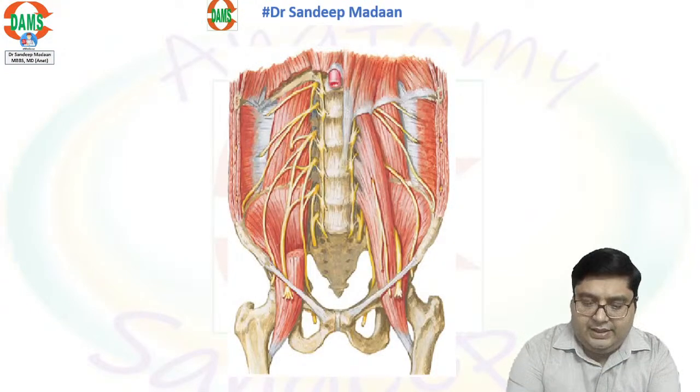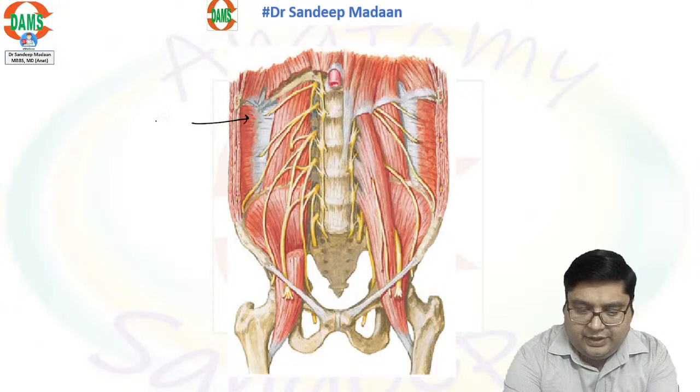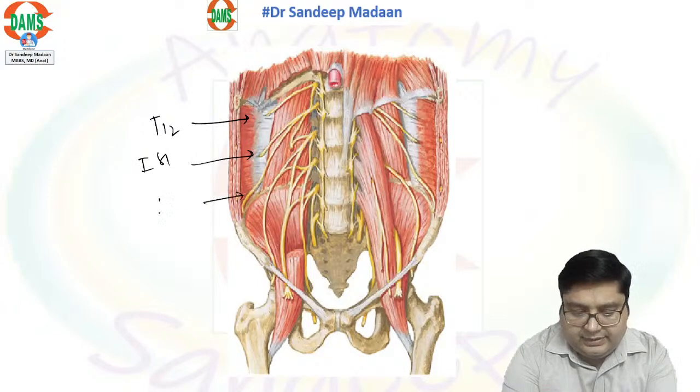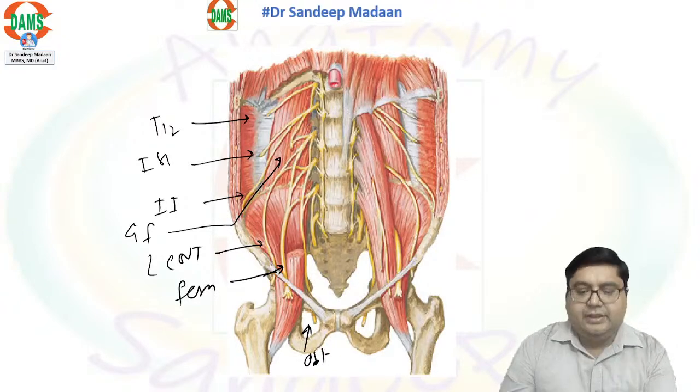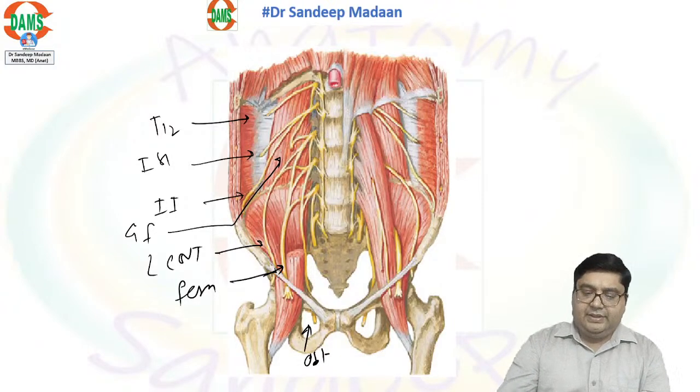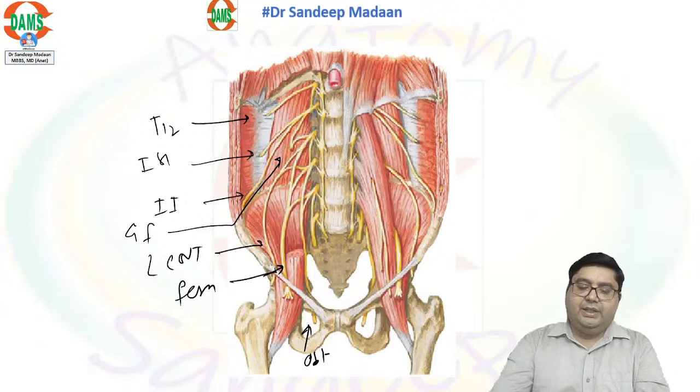Here you can see these are the T12 fibers. This is iliohypogastric, ilioinguinal. This one is genitofemoral nerve, lateral cutaneous nerve of thigh. This one is femoral, and this one is obturator. Okay, these are the branches of the lumbar plexus. Lumbar plexus is also important.